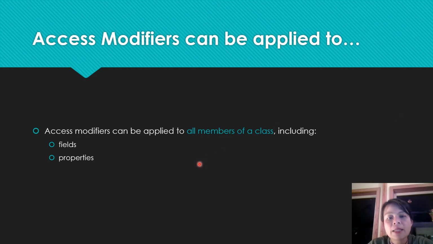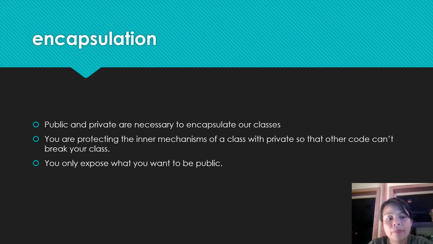Access modifiers can be applied to all members of a class. So you can put private and public on all members of a class, like fields and properties. Public and private are necessary to encapsulate our classes. You're protecting the inner mechanisms of a class with private, so other code can't break your class. You only expose what you want to be public.